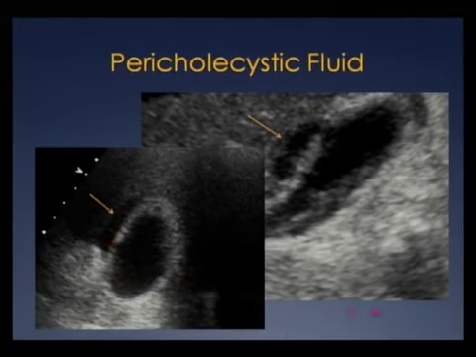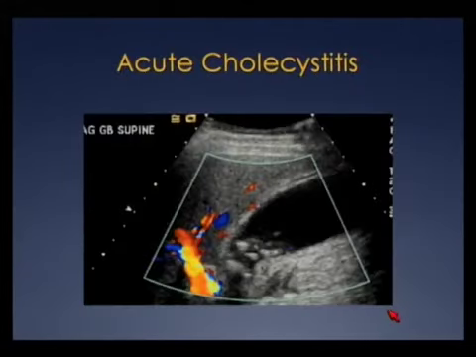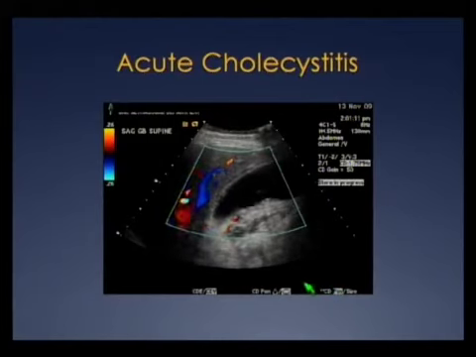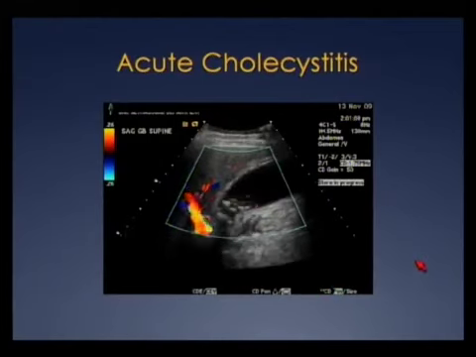Just another example. This is another nice example of acute cholecystitis where we see multiple echogenic gallstones and some shadowing. We see some hyperemia of the gallbladder wall and some edema of the gallbladder wall. And we also have the cine images to show that, to show the mobility of the stones as well.